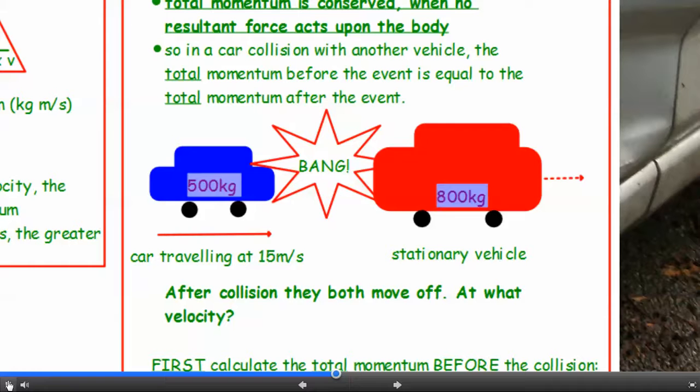So here we've got a collision. We've got the blue car going into the back of the red car. The red car's stationary. The blue car is travelling at 15 meters per second and it has a mass of 500 kilograms. The stationary vehicle, the red one, has a mass of 800 kilograms. Now after collision they both move off. At what velocity?